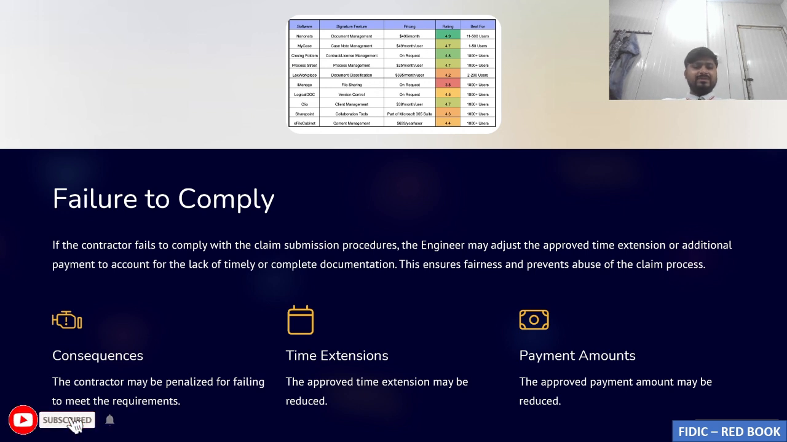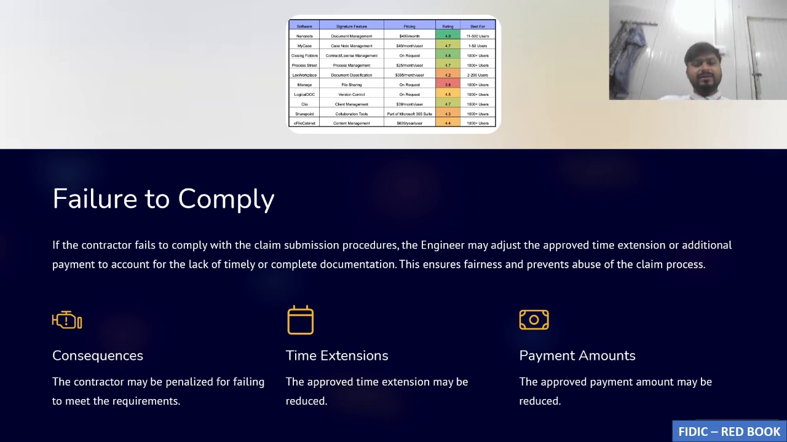Now, as I told in the previous slide, if the contractor fails to comply with Redbook contract clause 20.1, that is, within 28 days he doesn't submit any notification or letter to the employer, then what will happen? The employer will have no liability for the delay that has happened from his end. So it is the contractor's responsibility to notify the employer if he wants extension of time and payment for the delay that has happened from the client side.